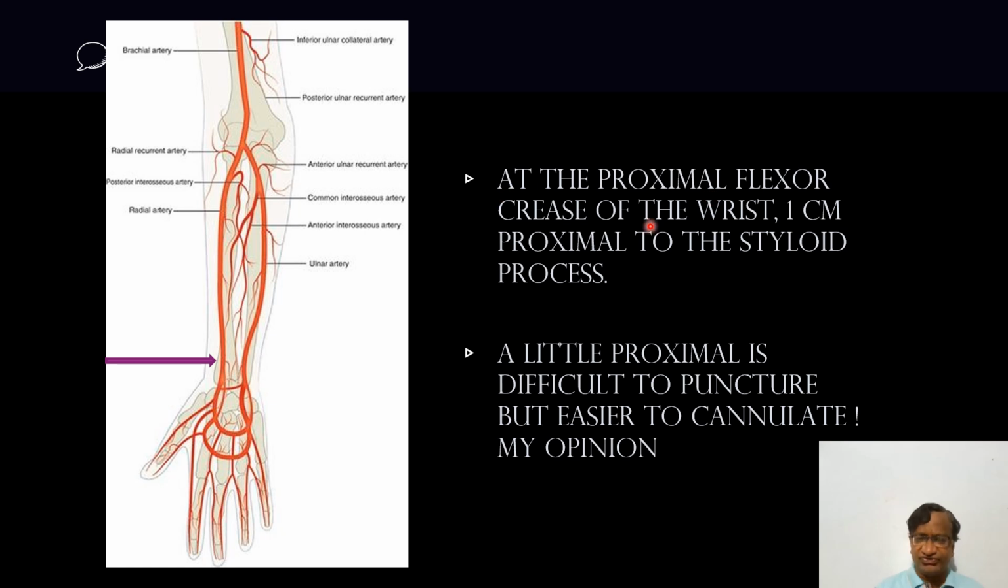Puncture at the proximal flexor crease of the wrist, 1 centimeter proximal to the styloid process. This is 1 centimeter proximal to the styloid process at the level of the crease. A little proximal is difficult to puncture. If you go a little more proximal, sometimes the radial artery may be deeper and difficult to puncture, but the artery stays straight, so it may be easier to cannulate.